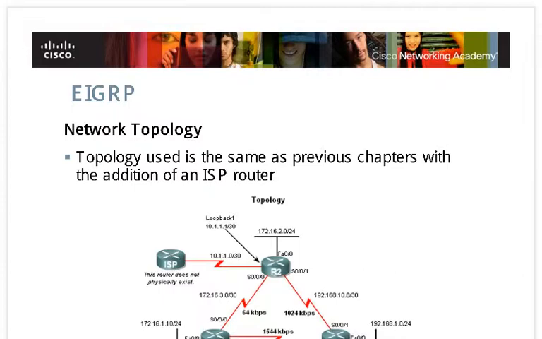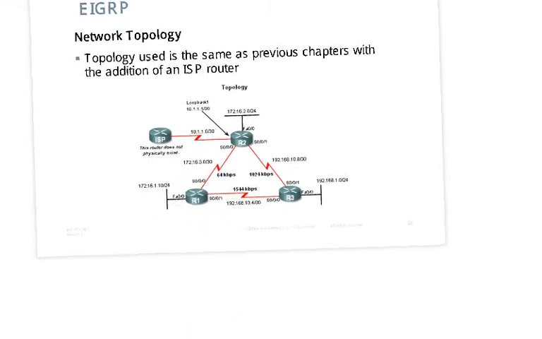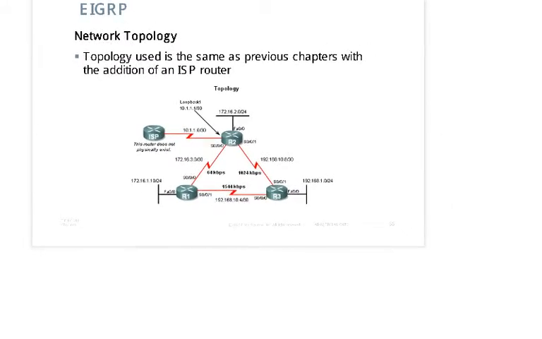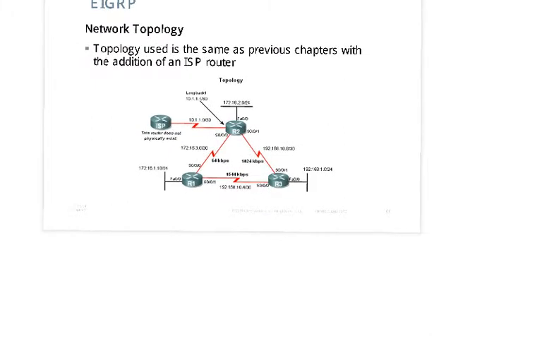Okay, so EIGRP, as we said, learns the topology of the network. And if you remember, we have discussed this network before. This is a little bit of a tricky part. The message that we need to get from this slide is that this is the loopback that was mentioned a few minutes ago.